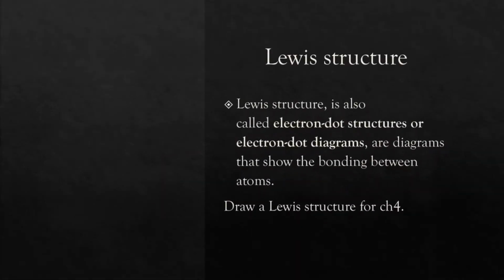Lewis structure. Lewis structure is also called electron dot structures or electron dot diagrams. They are diagrams that show the bonding between atoms. Now try and draw a Lewis structure for CH4. You have 15 seconds to try. Then I will show you the answer.